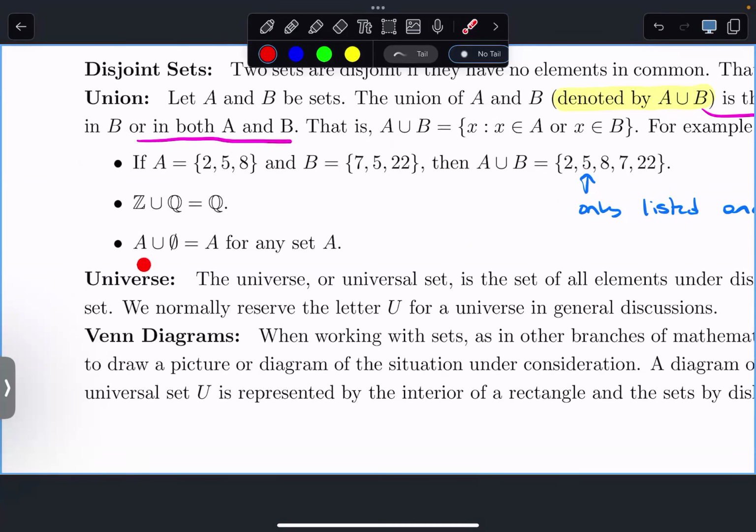How about A or the empty set? Well, that's just going to be A. Empty set's allowed to be in there, but there's no elements in the empty set. And so it's just always going to be A, right? Because the empty set is not contributing anything. It's just hanging out.